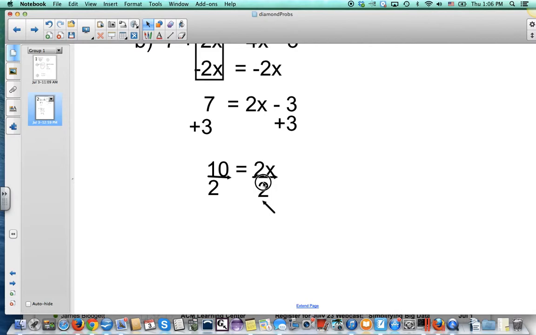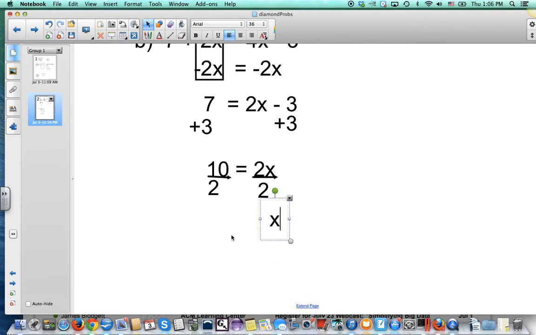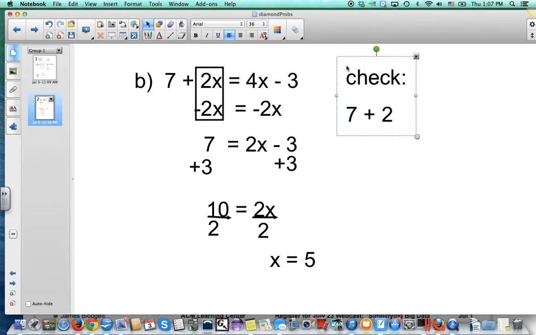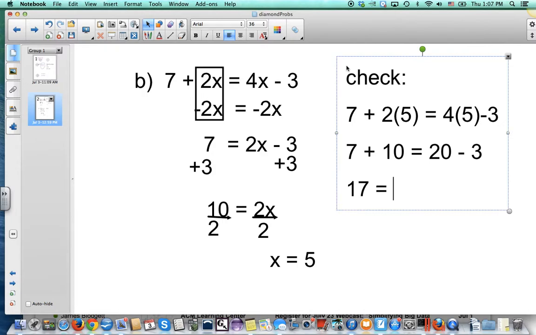Now you have some more problems in problem 119, a couple more for you to try. Give them a try, and remember to go back to the top and check your answer. If I wanted to check this and make sure I got it right, I would do 7 plus 2 times 5 should equal 4 times 5 minus 3. It's always a good idea to check. So 7 plus 10 should equal the same thing as 20 minus 3. And sure enough, they do equal each other.